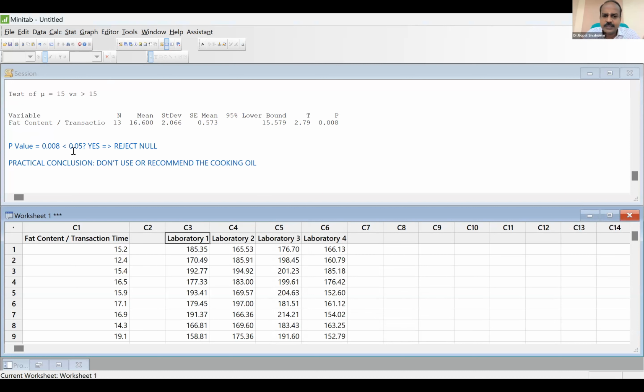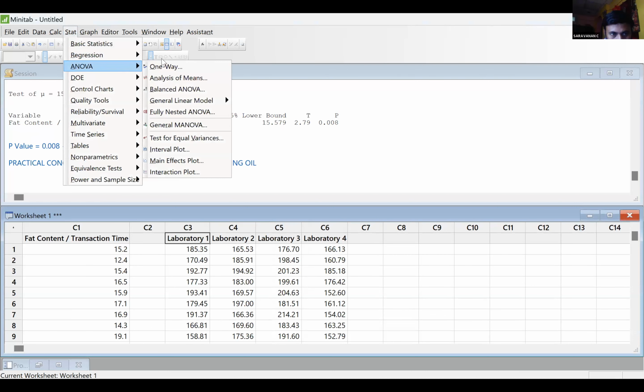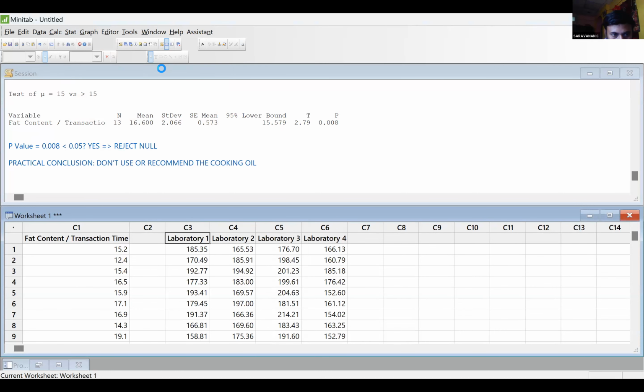The data type: the response variable is turnaround time, continuous. The decision-making statistic is average. So all of these confirm ANOVA. So Stat, ANOVA, one-way ANOVA.